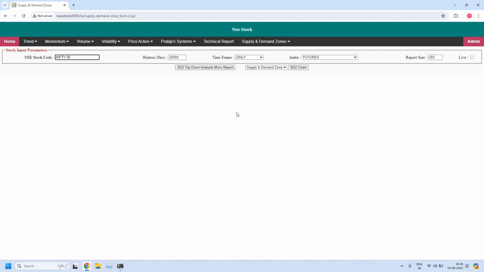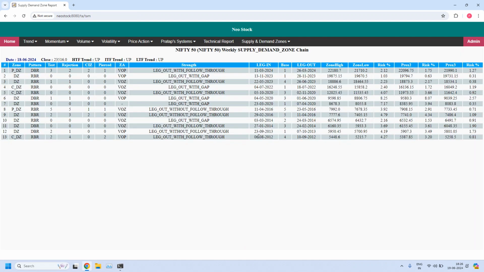Okay, now let us generate NIFTY and BANKNIFTY supply demand zone chain. So Nifty 50, let me generate from the weekly time frame. Let me generate the chain. So this is the supply demand zone chain for weekly time frame. You should be very careful with pierced zones. Always focus on pierced count. If anything is pierced, ignore them. But pierced zones will be helpful to you to identify the traps below these zones.